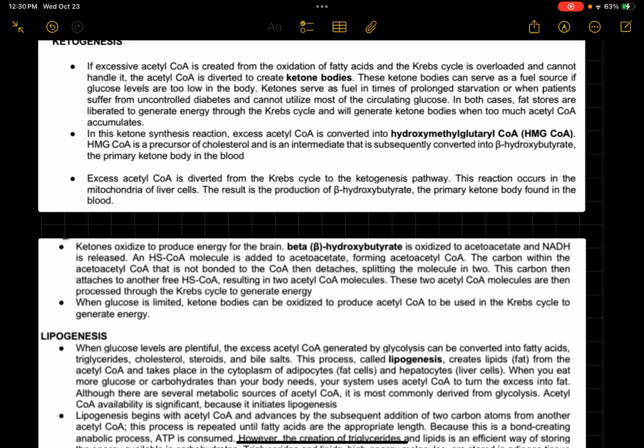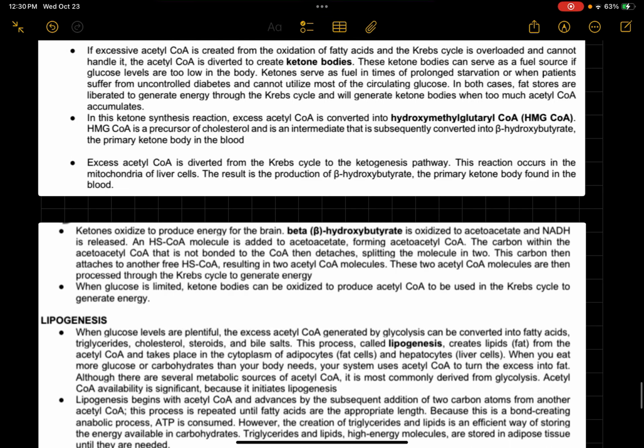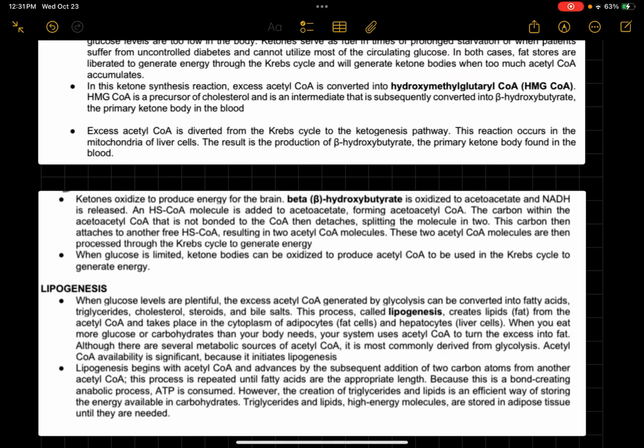So, ketones are oxidized to produce energy for the brain. Beta-hydroxybutyrate is oxidized to acetoacetate, and NADH is released. As an SH-CoA molecule is added to acetoacetate, forming acetoacetyl-CoA, the carbon within it is not bonded to the CoA, then detaches, splitting the molecule in two, and the carbon then attaches to another free SH-CoA, resulting in 2 acetyl-CoA molecules. These acetyl-CoA molecules are then processed in the Krebs cycle to generate energy. When the glucose is limited, ketone bodies can be oxidized to produce acetyl-CoA to be used in the Krebs cycle to generate energy. We have lipogenesis.